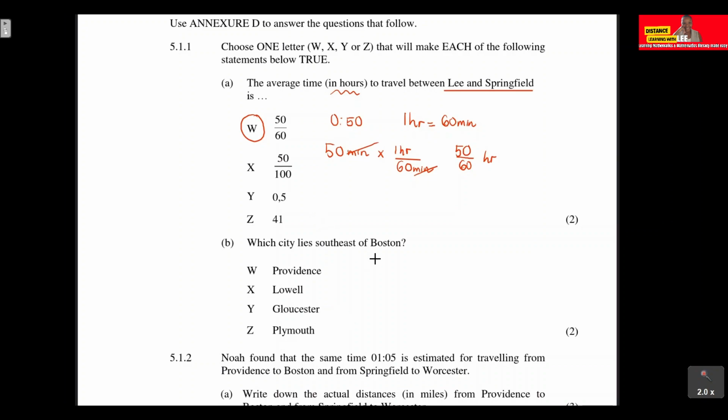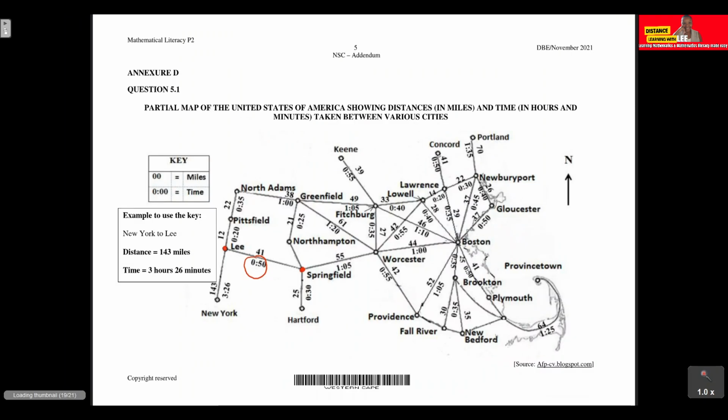So we first need to find where Boston is, and then from there we need to determine which city lies southeast of Boston. So where is Boston? Let's try to pinpoint that from our map here. So this is Boston. We want to determine which city lies southeast.